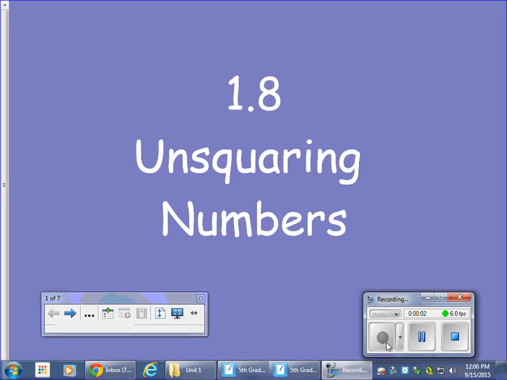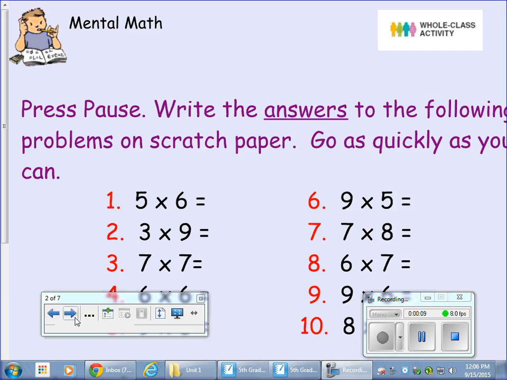All right, today's a really easy day. We're going to be unsquaring numbers. So yesterday we squared numbers. Today we're going to be unsquaring them. So we're going to be working a little bit backwards.